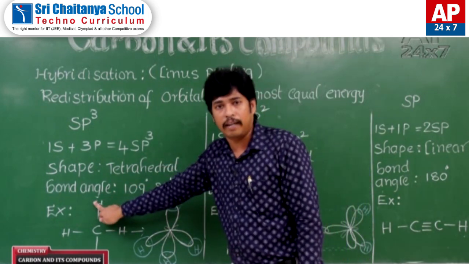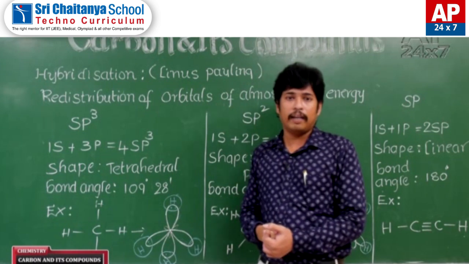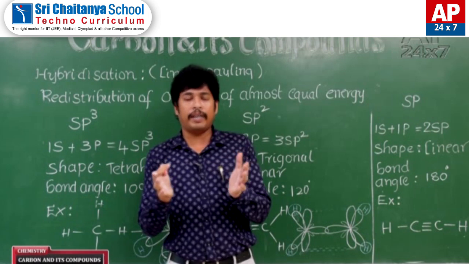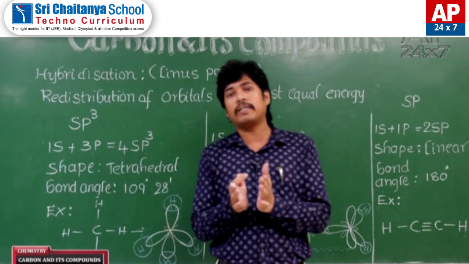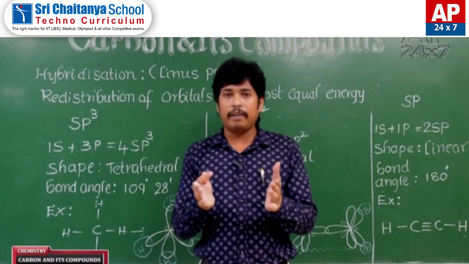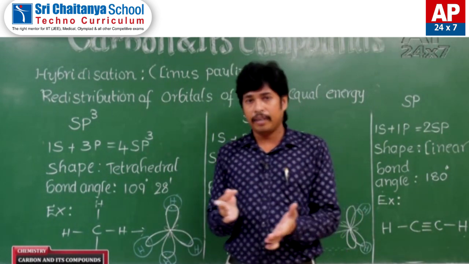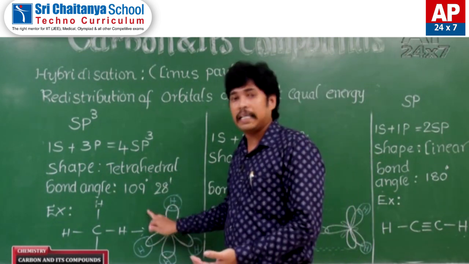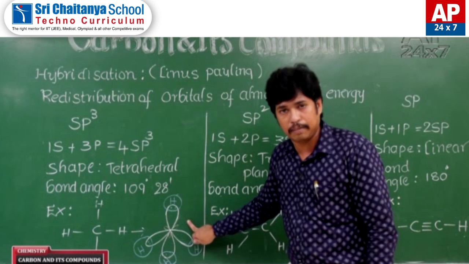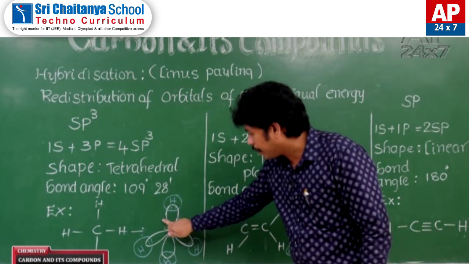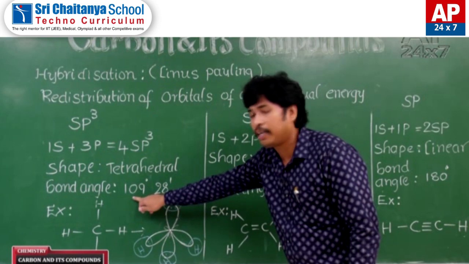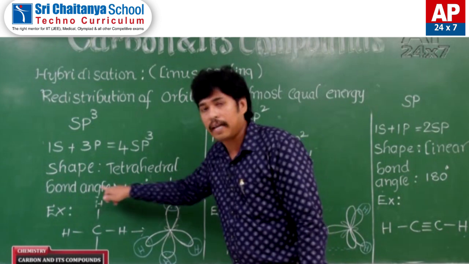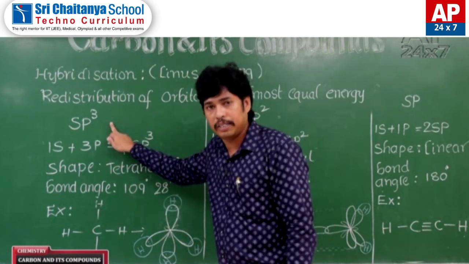And coming to the bond angle. What is bond angle? Bond angle can be simply defined as the angle between two adjacent bonds in the molecule. As per this tetrahedral arrangement, if I take the angle between any two bonds, it will be equal to 109 degrees and 28 minutes. That is the bond angle observed in sp3 hybridization.